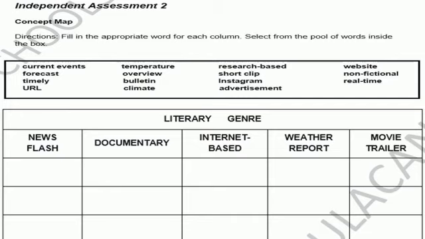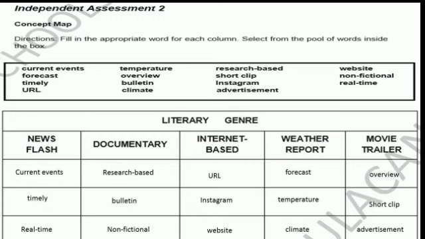Okay, so time's up. Let's check your work. For newsflash, we have current events, timely, real time. Of course, when we say newsflash, it should be about current events. It is timely and happened in real time. In documentary, we have research-based, bulletin, and non-fictional. As I have mentioned before, everything you include in a documentary film should be research-based, or in bulletin, and it should be non-fictional. When we say non-fictional, this really happened in real life.